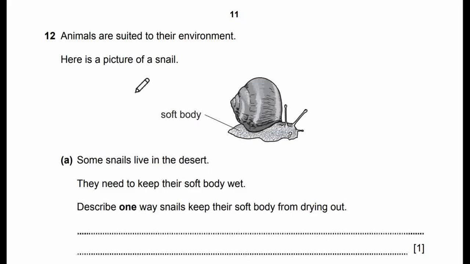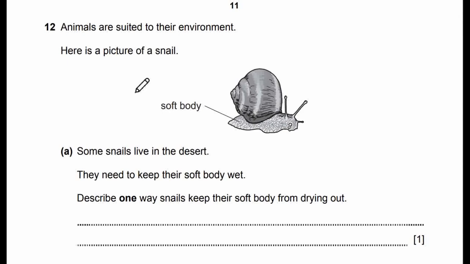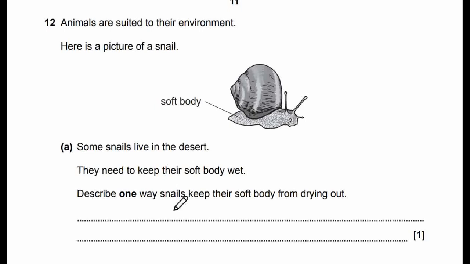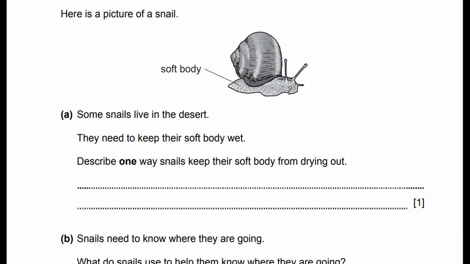Let's go to number 12. Animals are suited to their environment. Here's a picture of a snail. Soft body here. Some snails live in the desert. They need to keep their soft body wet. Describe one way snails keep their soft body from drying out. So the answer for this: they can move into the shell, hiding in the shell.